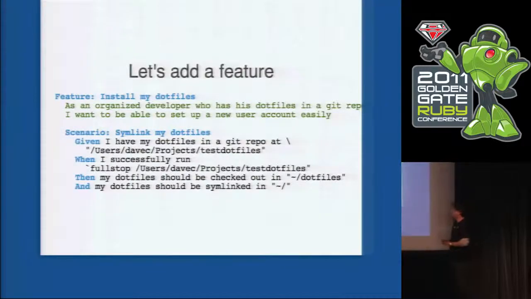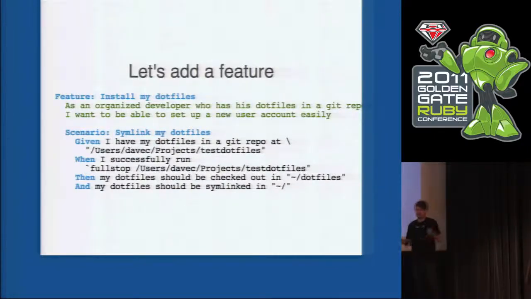Okay, so let's add a feature. This is Cucumber, and I've just written down in plain but magical English what we want our app to do. If you're not familiar, everything below this scenario is actually going to be executed by Cucumber, and we'll see how that works. So given my dot files are in some Git repo, when I successfully run full stop, which is English for period or dot, which I thought was clever, and I give it my Git repo, then I expect them to have been checked out in tilde/dot files and symlinked in tilde. That's exactly what we want this sort of app to do.